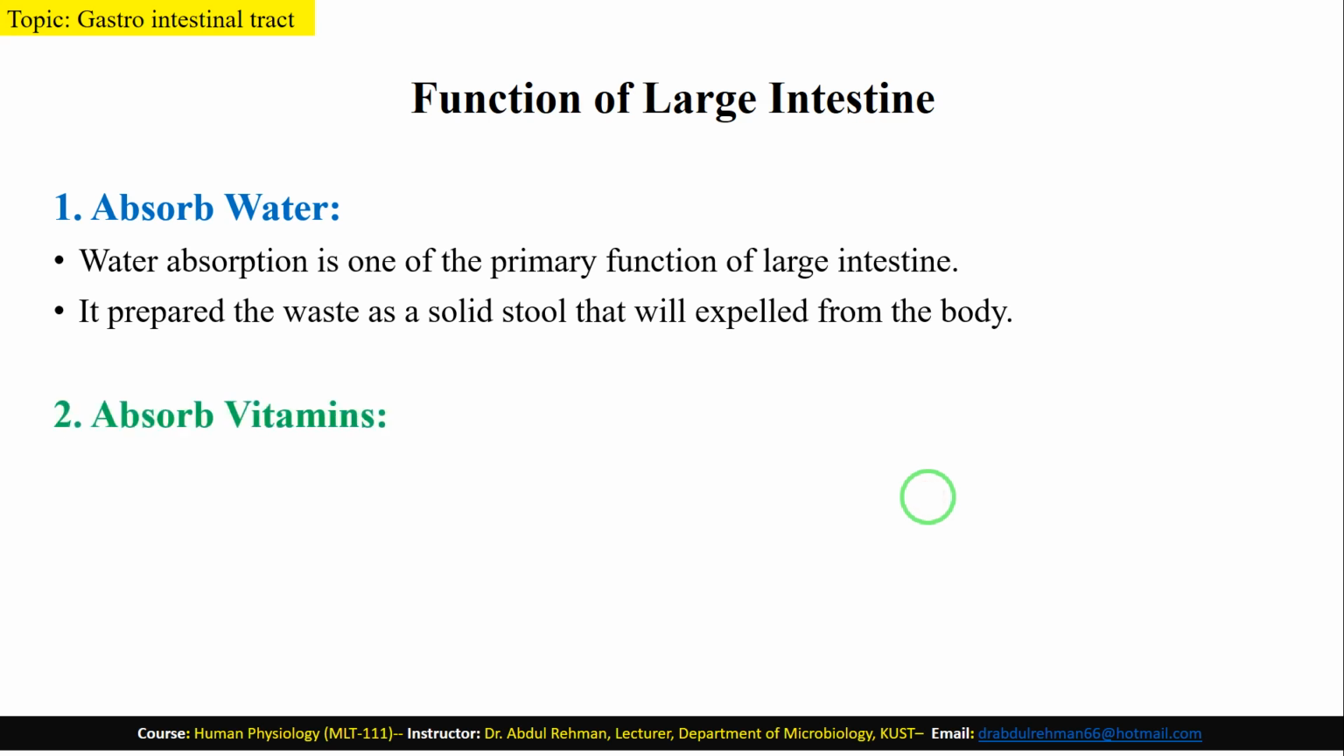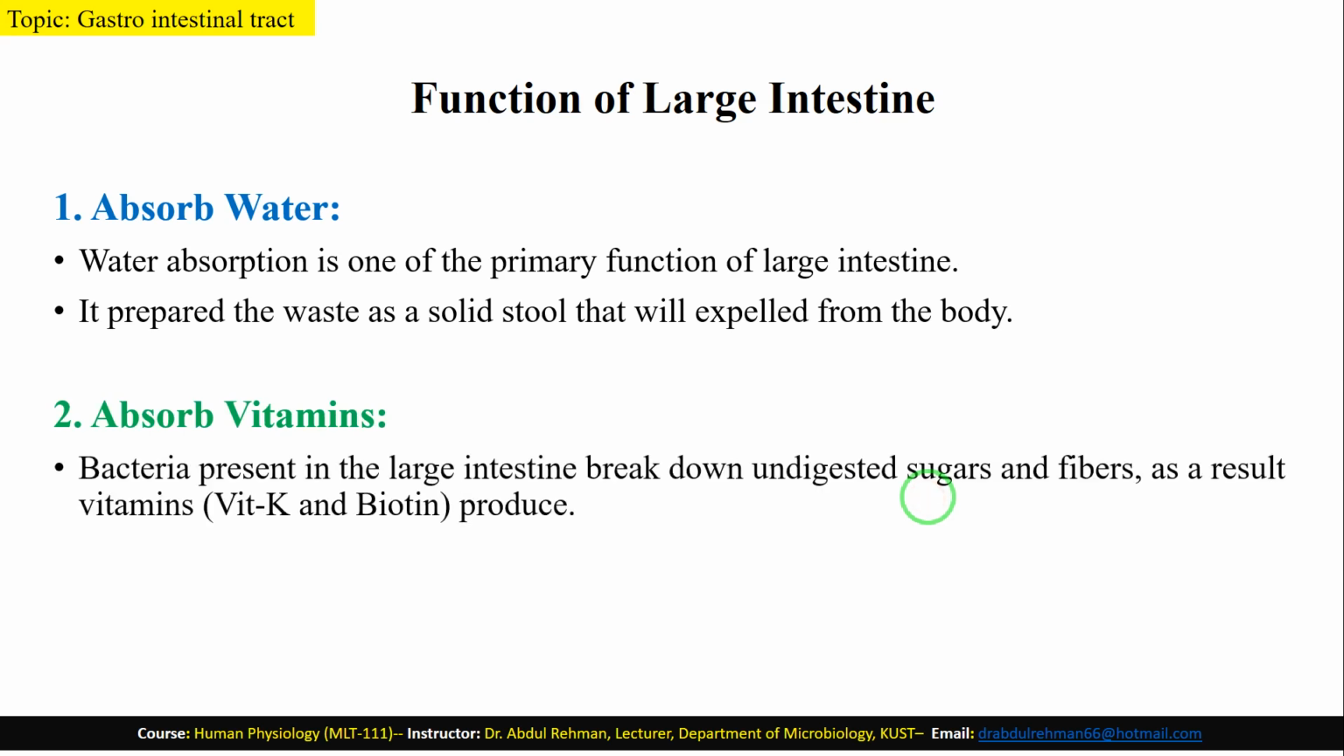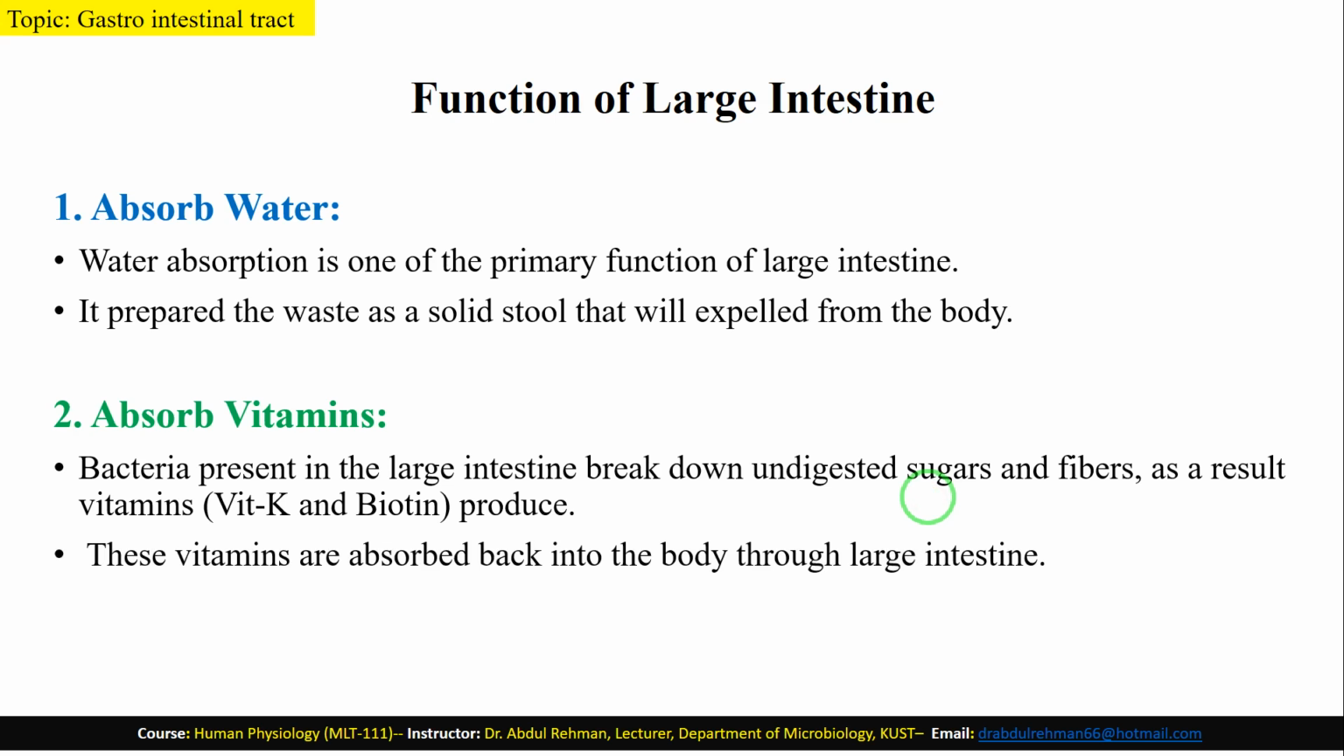The next function of the large intestine is absorption of vitamins. Because bacteria present in the large intestine break down undigested fibers and sugars, as a result, vitamin K and biotin are produced, and these vitamins are absorbed back into the body through the large intestine for different metabolic activities.